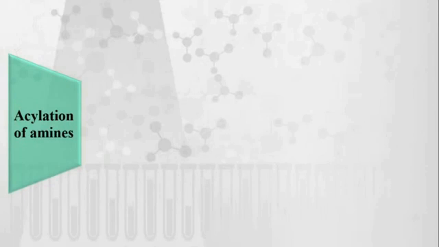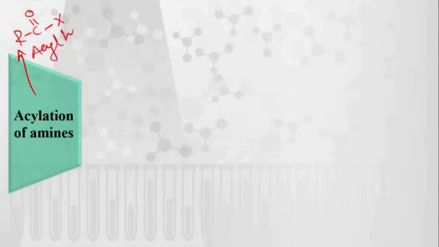Acylation of amines. Acylation means acyl group, so this is nothing but R C double bond O X. This is acyl halide. How acylation takes place on primary, secondary and tertiary amines, that we will see now.